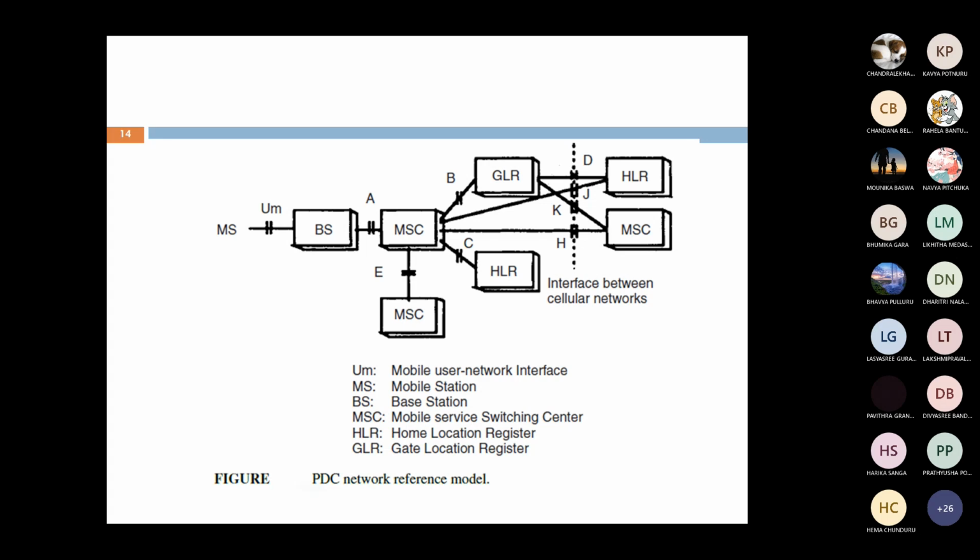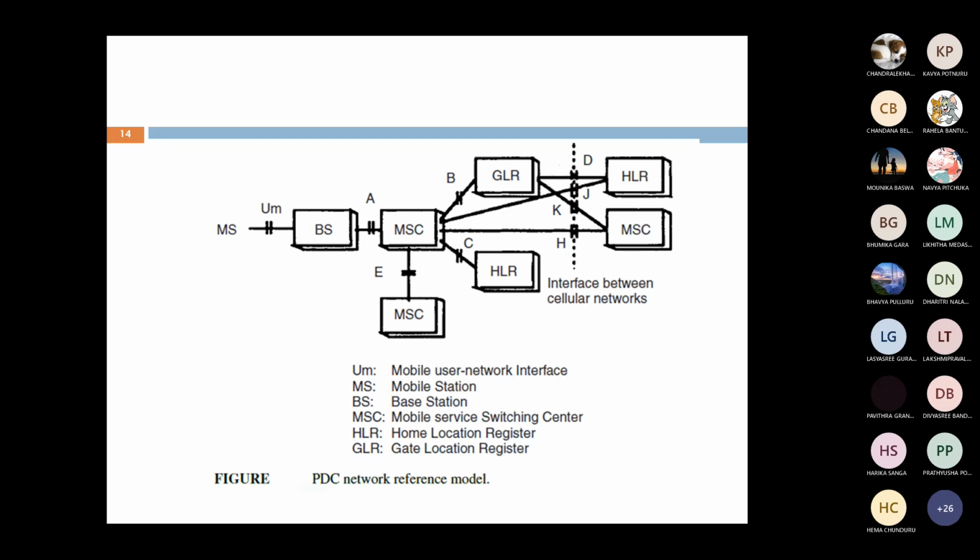See this figure. What are the basic blocks used in PDC? MS, the mobile station; BS, the base station; MSC, the mobile switching center; GLR, the gateway location register; and HLR, the home location register. The connectivity between two MSCs is through the GLR. You know the meaning of VLR, the visitor location register in GSM. Similarly in PDC, instead of VLR there is the GLR, which connects between two MSCs.